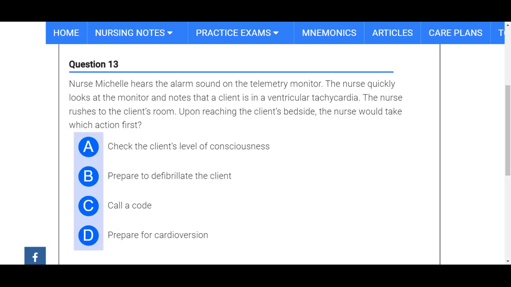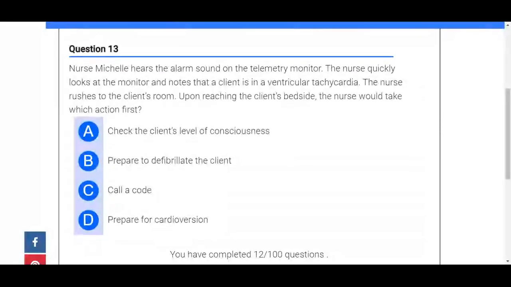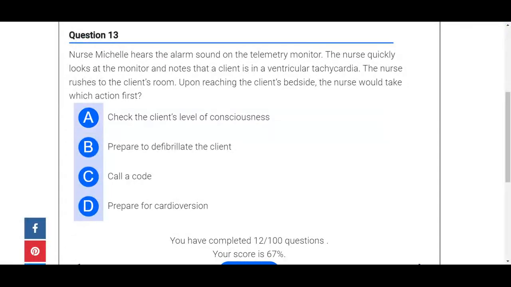Monitoring refers to mechanisms representing measurement data. Okay. Therefore, you can monitor the data even if you were in a remote area. So that's telemetry monitor. The nurse quickly looks at the monitor and notes that a client is in a ventricular tachycardia.